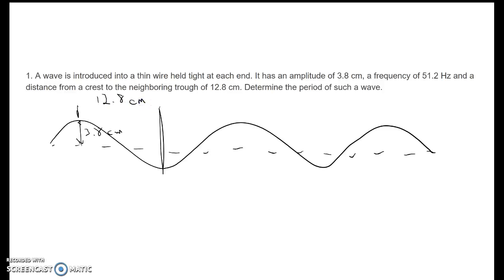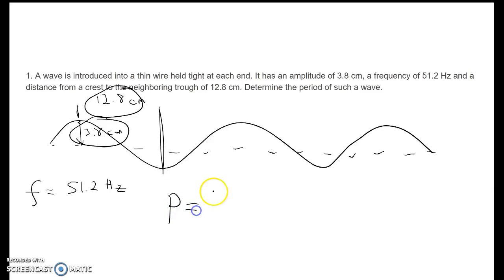And it says the frequency is 51.2 hertz. So if I look at the math of this, all I want to look at is frequency and period. These distances mean nothing for period. Period's all about time. So I go 51.2 hertz, which is per second, to find my period.